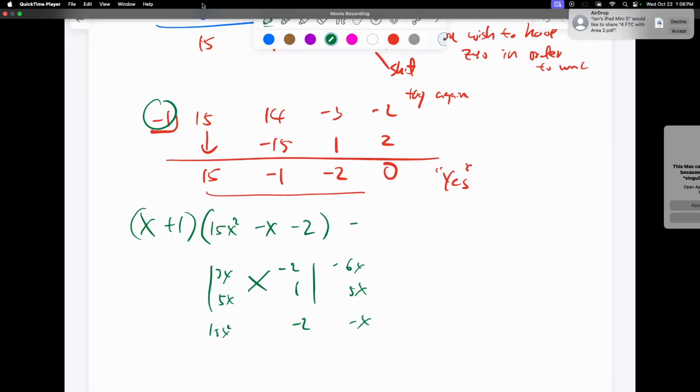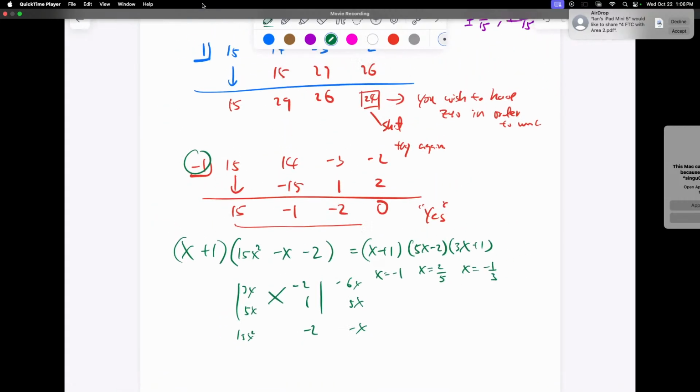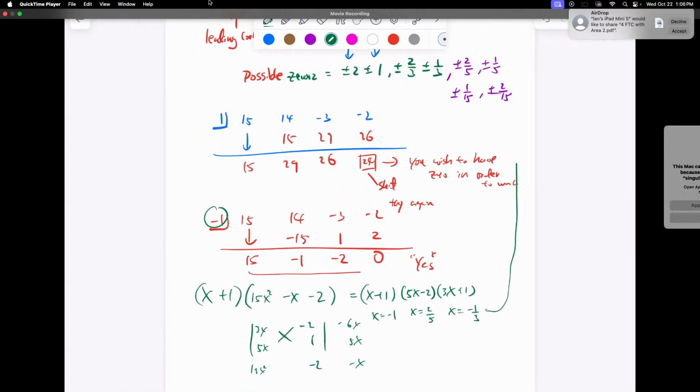So guess what? This one's equal to x plus 1 times 5x minus 2 times 3x plus 1. So x equal to -1, x equal to 2 over 5, x equal to -1 over 3. Guess what? All those 3 choices are possible zeros. By the same possibility, do you mean this cannot be a possible zero? Yeah. So 1 over 15 is not 0. 2 over 15 is not 0. But the possible zeros were actually this one, and this one, and this one, right? But those are candidates. Not all candidates are true.